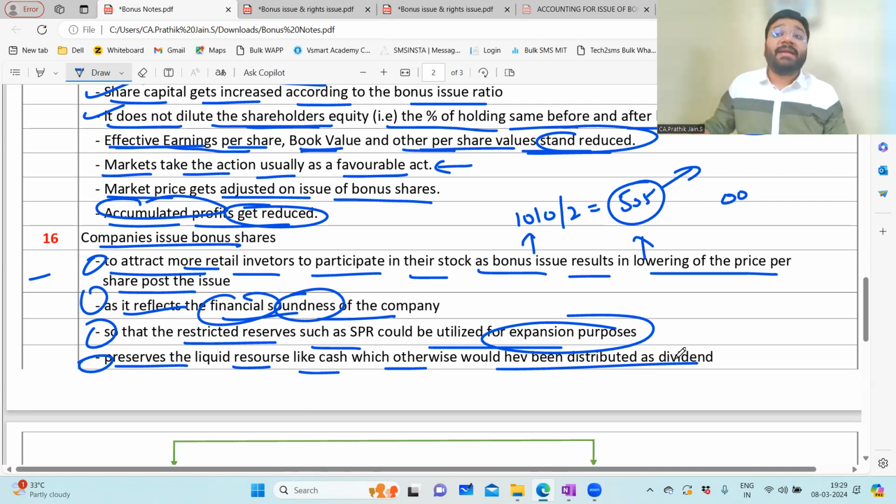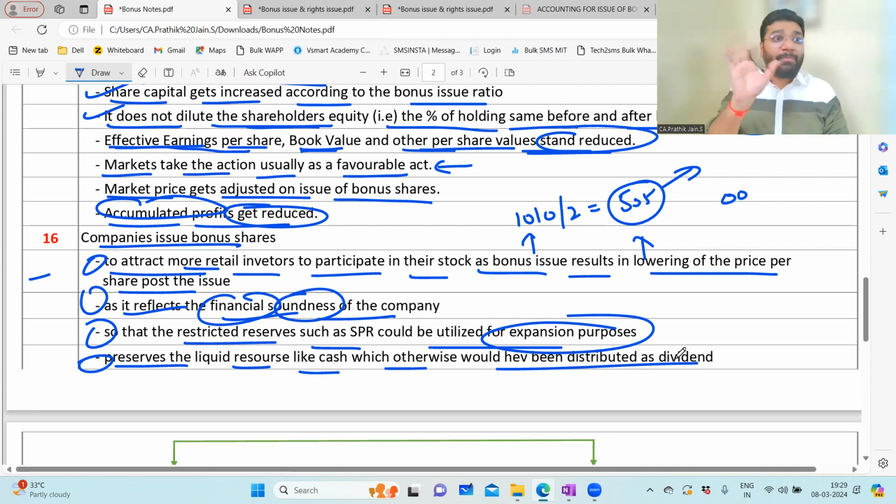Means what? In reserve, if there is 10 lakh rupees, the entire 10 lakh rupees you have to give to the shareholders. Even if you don't distribute it as dividend now, when the company is being wound up, you have to repay the money back to whom? Shareholders.